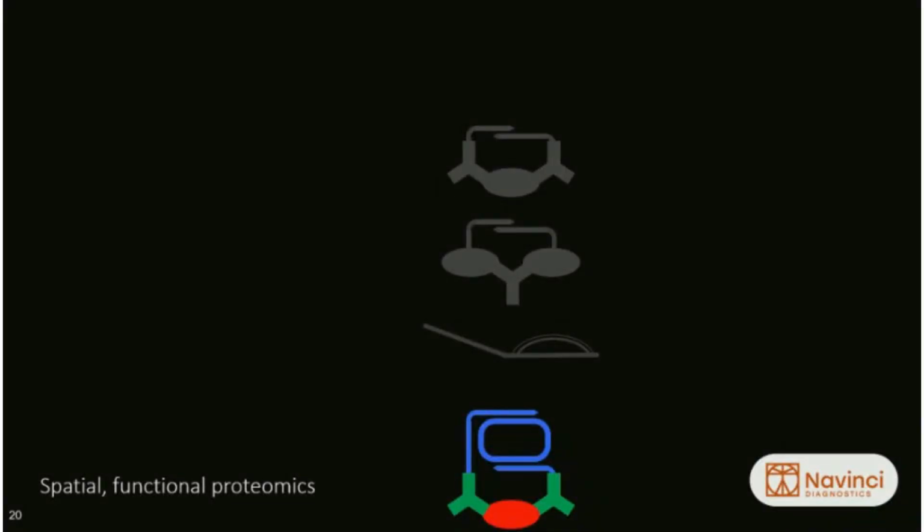Finally, I'll talk about spatial and functional proteomics and how we can use these molecular tools to detect proteins, image them, but also to understand what proteins are up to. Proteins are, of course, the real agents that conduct activities in the cell. So we really want to know not just where they are, but what they are up to. How can we measure their activity states?